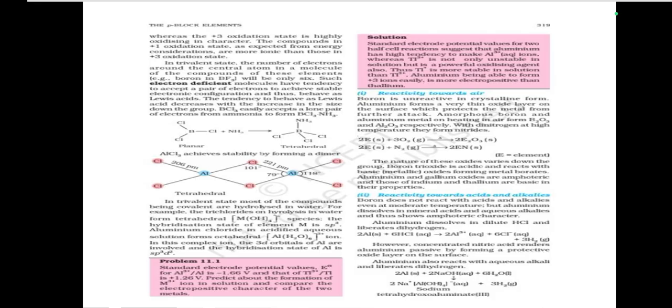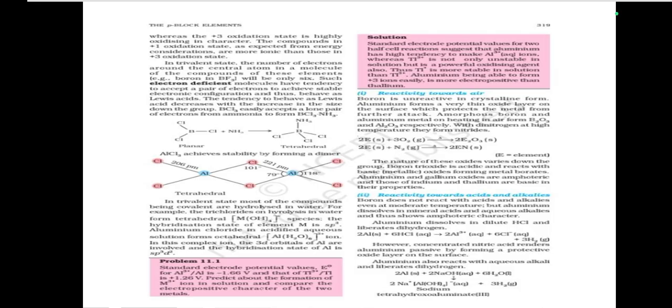The nature of these oxides varies down the group. Boron trioxide is acidic and reacts with basic metallic oxides, forming metal borates. Aluminum and gallium oxides are amphoteric, and those of indium and thallium are basic in their properties. Reactivity towards acids and alkalis. Boron does not react with acids and alkalis even at moderate temperature, but aluminum dissolves in mineral acids and aqueous alkalis and thus shows amphoteric character.